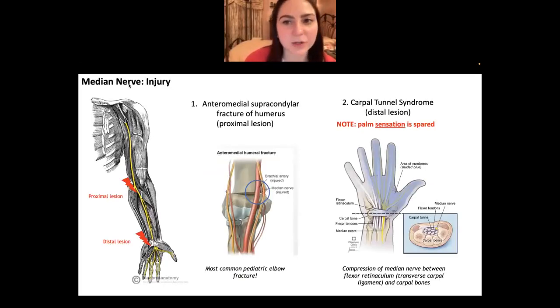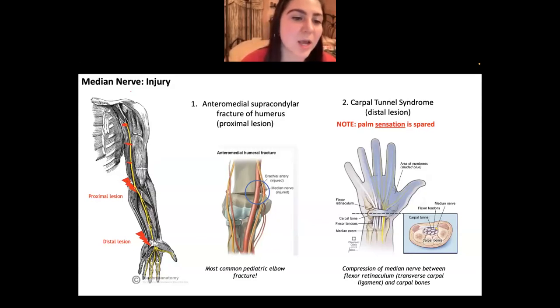Okay, and then how would I get these injuries? Carpal tunnel is number 2, we'll talk about it. But in terms of median nerve injury and ulnar nerve injury, you'll see the terms proximal lesion and distal lesion. Proximal lesion is a lesion to a more proximal portion of the nerve. And remember from one of the first slides, proximal is closer to the trunk of the body. So a proximal lesion could be up here, or right here where the condyles are.